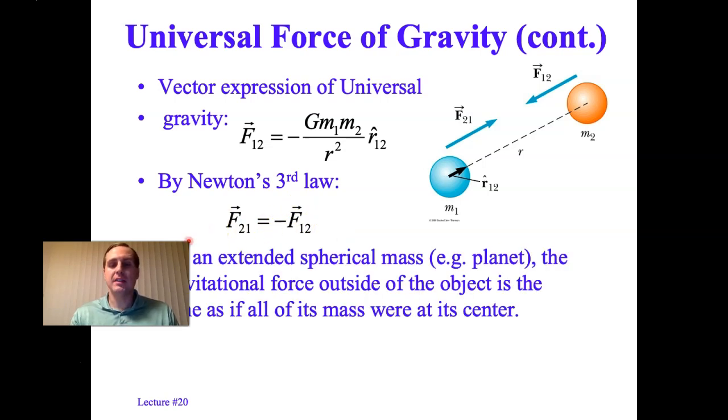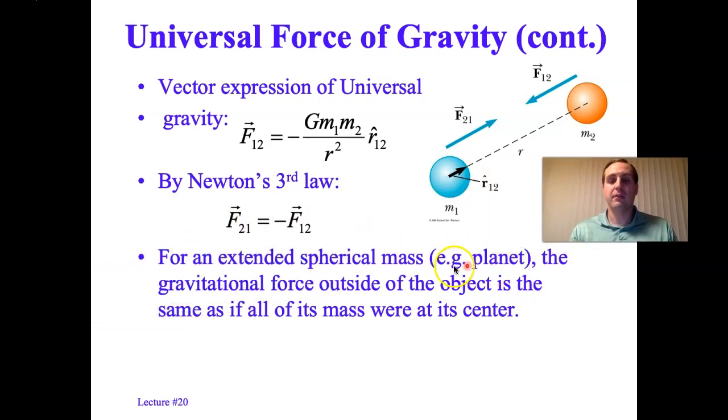For an extended spherical mass, for example, let's say a planet, the gravitational force outside the object is the same as if all the mass were concentrated at the center. This is the whole notion of a center of mass.